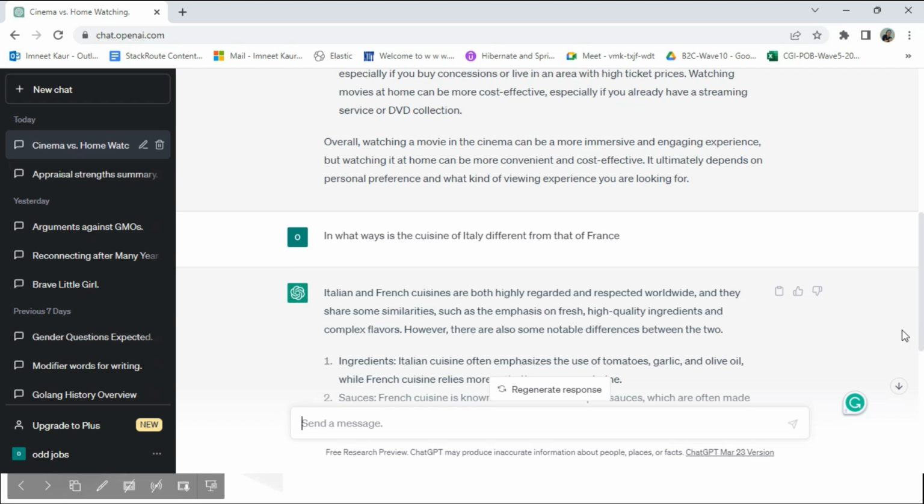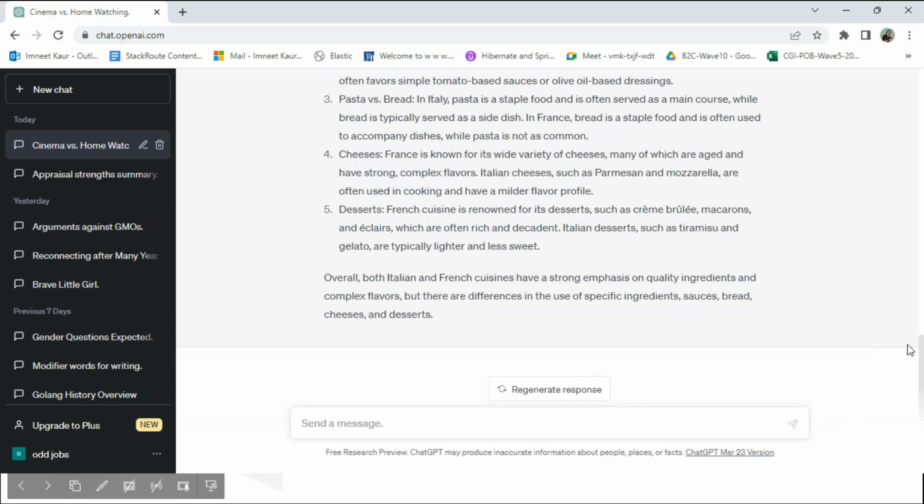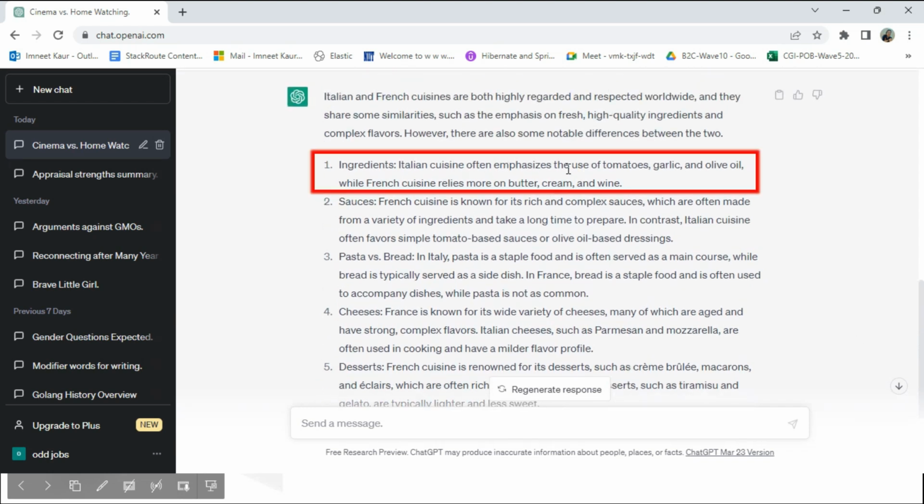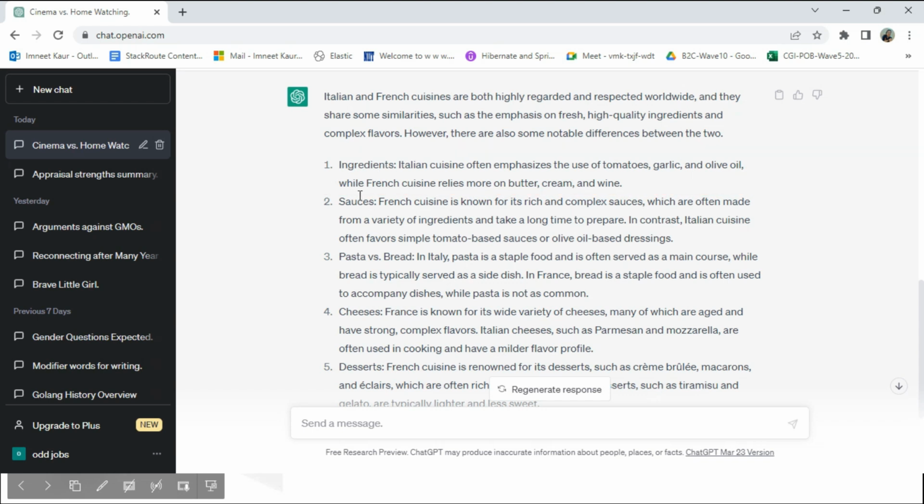It uses some comparative words to generate the answers, as you can see here, the differences in ingredients. Italian cuisine often emphasizes the use of tomatoes, garlic and olive oil, while French cuisine relies more on butter, cream and wine. You can see the use of the word "while" here. Then we have "in contrast" and so on.